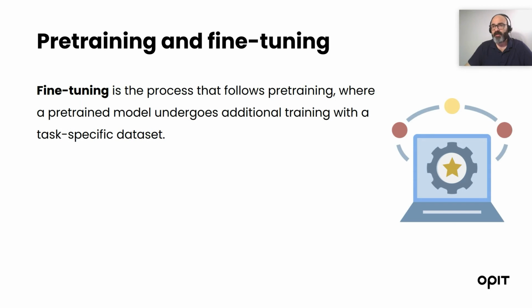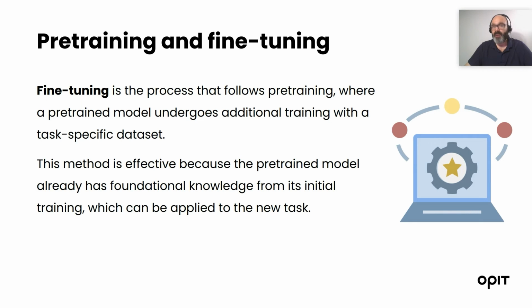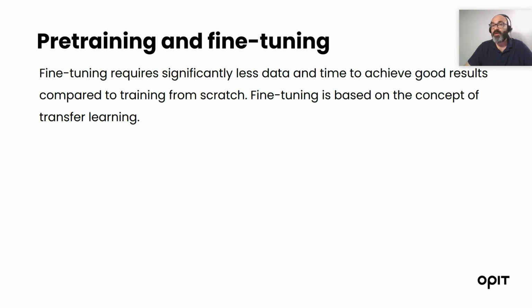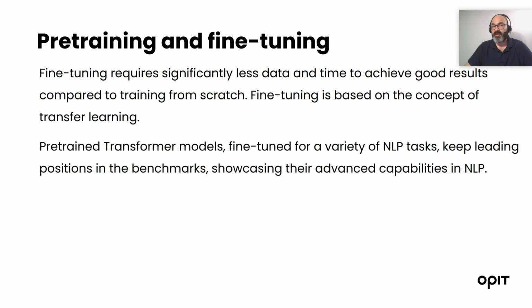Fine-tuning, on the other hand, is the process that follows pre-training, where a pre-trained model undergoes additional training with a task-specific dataset. This method is effective because the pre-trained model already has foundational knowledge from initial training, which can be applied to the new task. Fine-tuning requires less data and time to achieve good results compared to training from scratch. Fine-tuning is based on the concept of transfer learning.